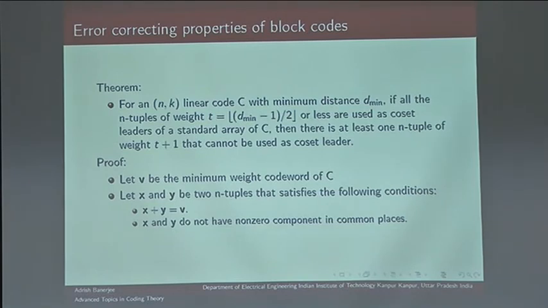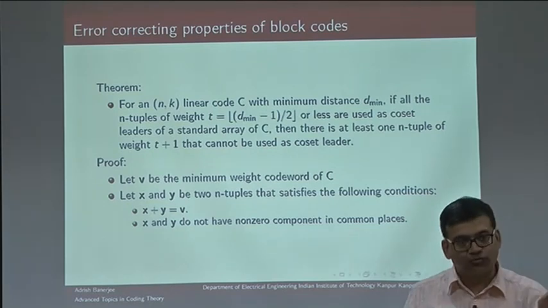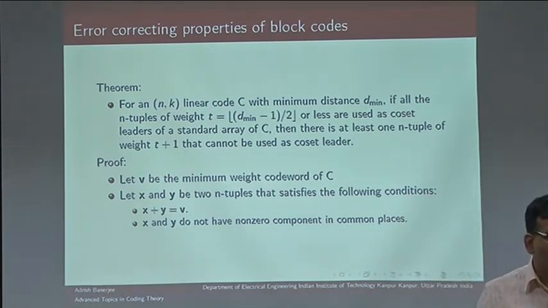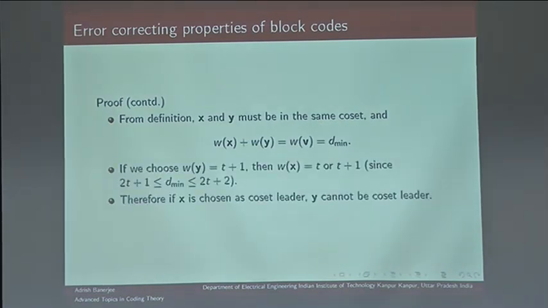So, to conclude, I have shown you two things. First, all error patterns of weight up to t can be made coset leaders. And second, if you make all error patterns of weight up to t coset leaders, then there is at least one error pattern of weight t plus 1 which cannot be made a coset leader. So that error pattern is not correctable. With this, I will conclude our discussion on distance properties of linear block codes.